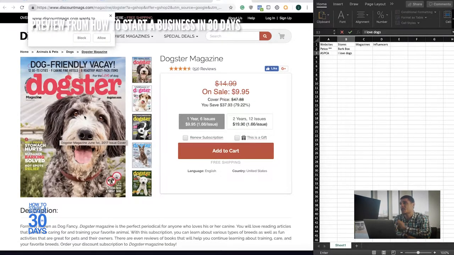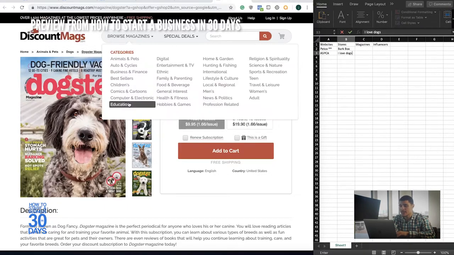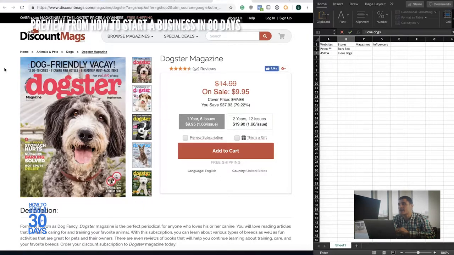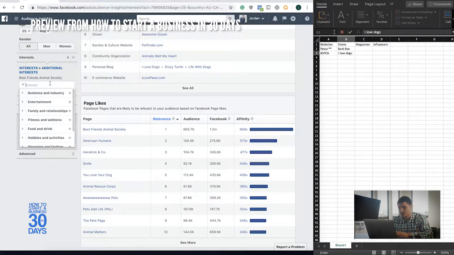There's something that they call buyer's intent. If somebody's invested in a dog magazine, what you want to think about is the fact that if there's a subscription that they pay for monthly, then they're invested in their animal. They love their animals. They love their dogs. So when you're approaching it, if somebody is already paying for Dogster magazine, right, and it's $10 a month, they already have buyer's intent to purchase your products. This is why magazines are so powerful. So let's see if we have Dogster over here.